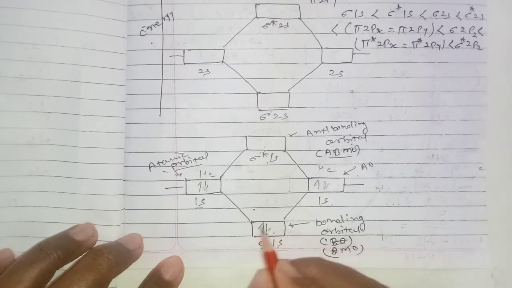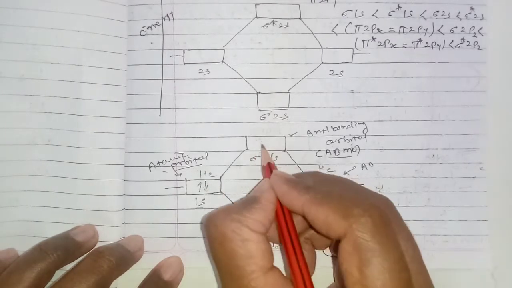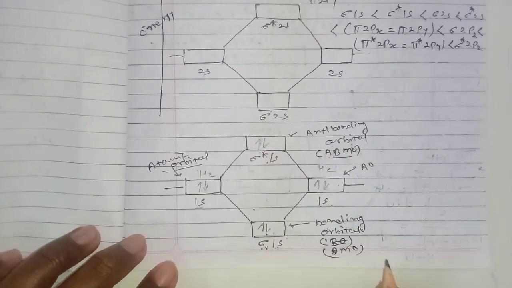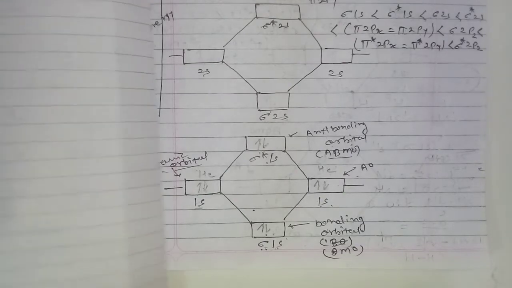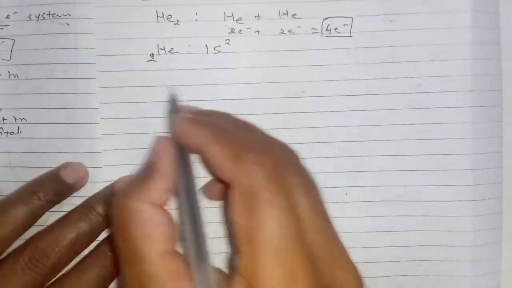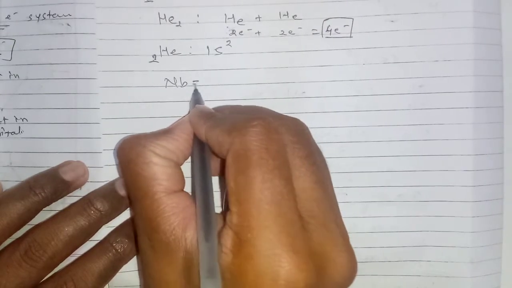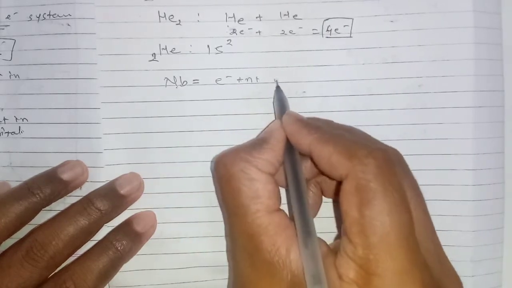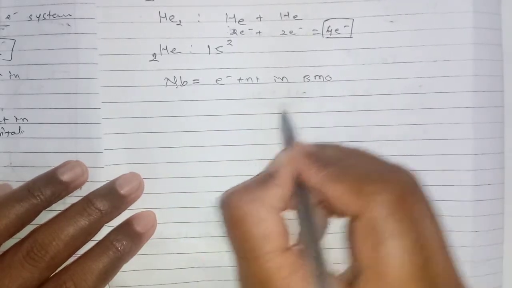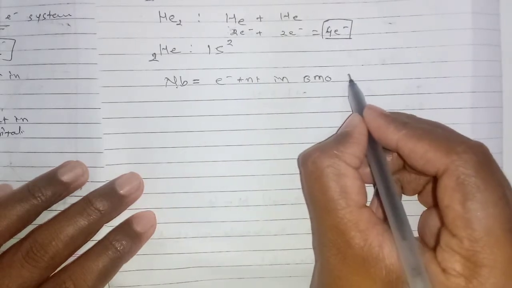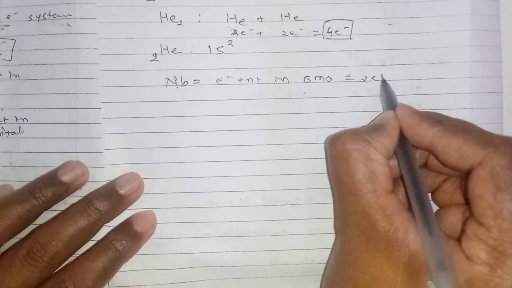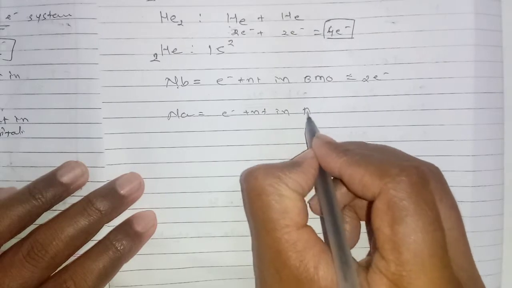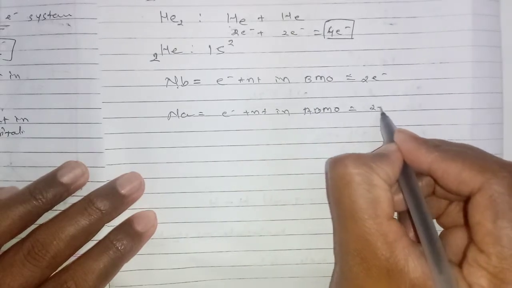So in bonding molecular orbital there are 2 electrons, and in antibonding molecular orbital there are 2 electrons. So the number of electrons present in bonding molecular orbital, Nb, is 2, and Na, the number of electrons present in antibonding molecular orbital, is also 2.